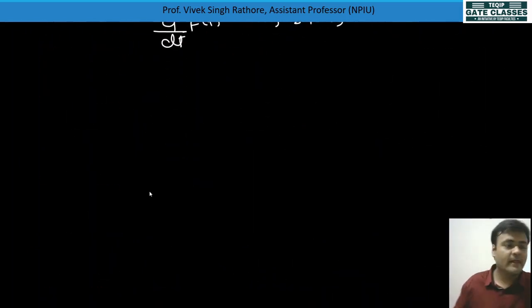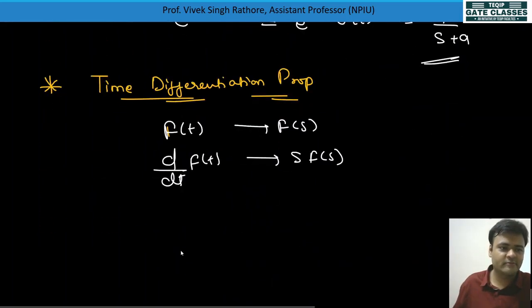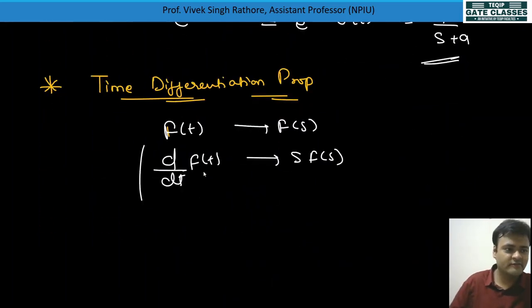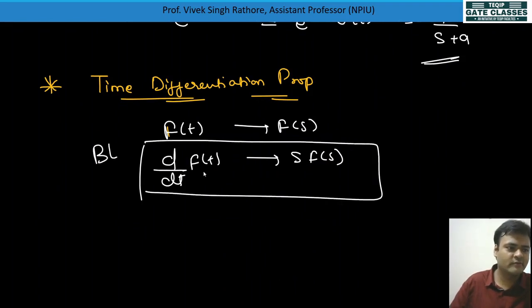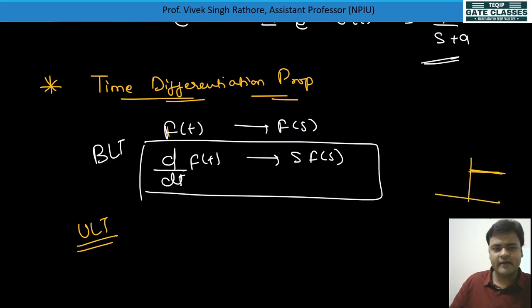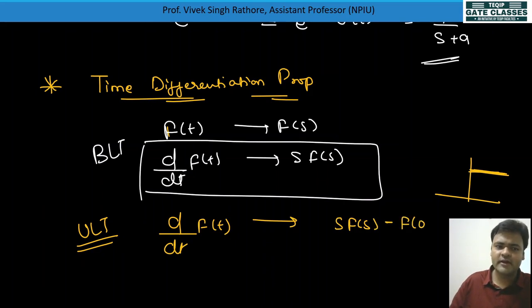Okay, fine. So why are we seeing this in the time differentiation property? This expression is valid for the bilateral Laplace transform. But for the unilateral Laplace transform, the value exists for t greater than 0. So there may be some previous value also which we need to consider. So in the unilateral Laplace transform, d by dt of f of t will lead to s of F of s, but some old value, the initial value, will be there.